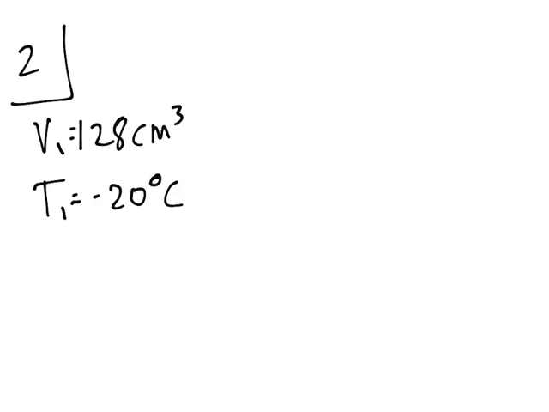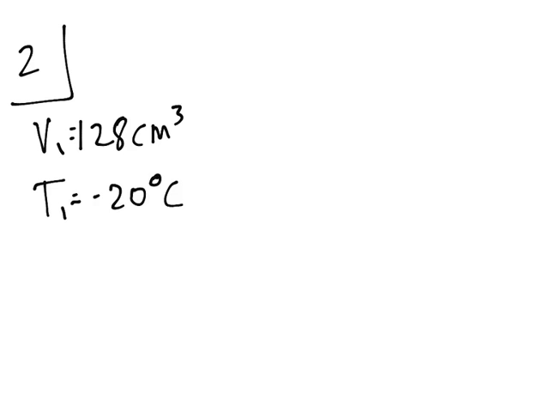So this problem says a sample of an ideal gas has a volume of 128 centimeters cubed. So let's say that is our V1, 128 centimeters cubed, and it's at minus 20 degrees Celsius. That's temperature 1.